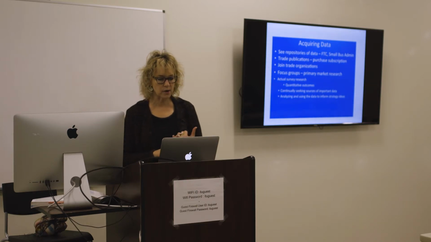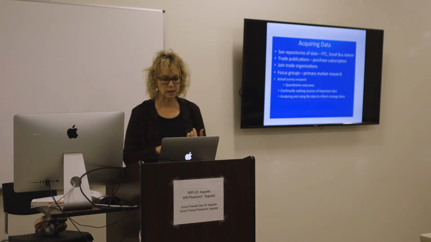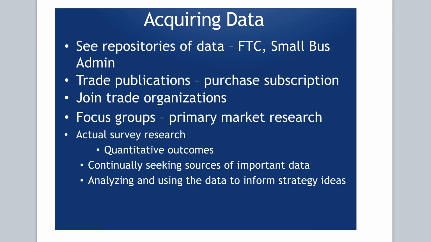So you can acquire data by going directly to the government. The FTC has data. There's a Small Business Administration. There's even more of these types of sources suggested in your textbook. But you also could be looking at trade publications. So you might buy a particular Standard & Poor's, I think is one that you can purchase, Moody's. So you're going to be looking at economic factors or trends and data in certain segments of customers out there.